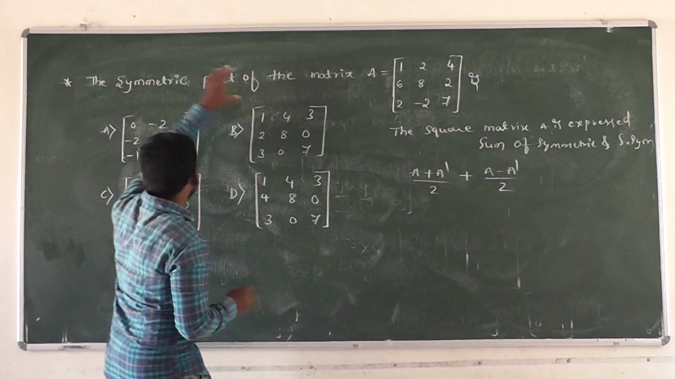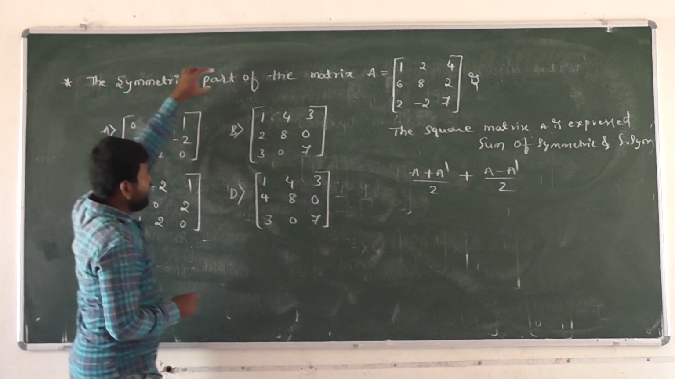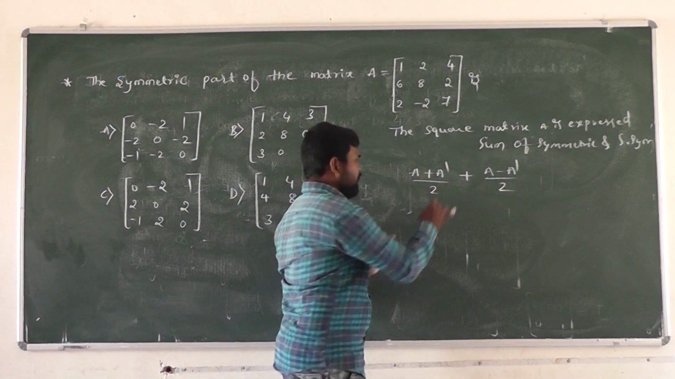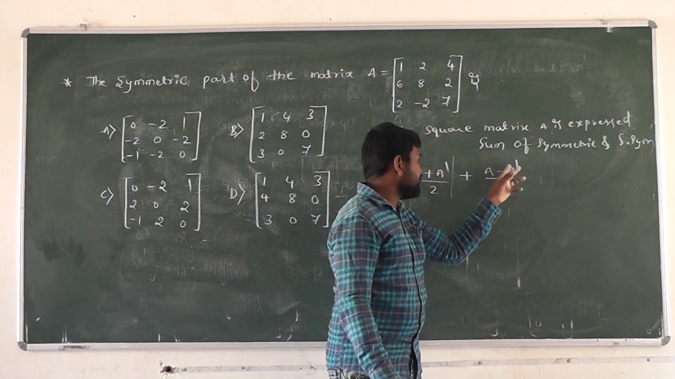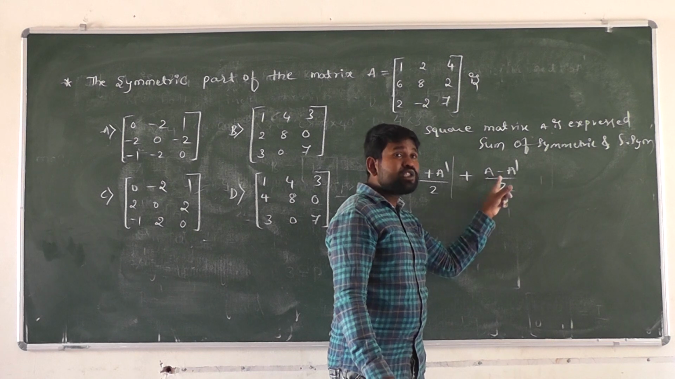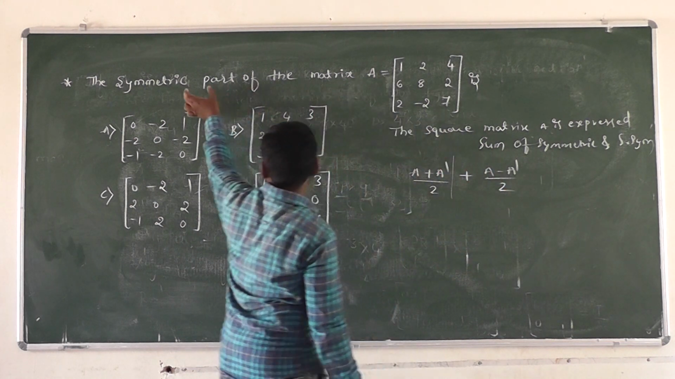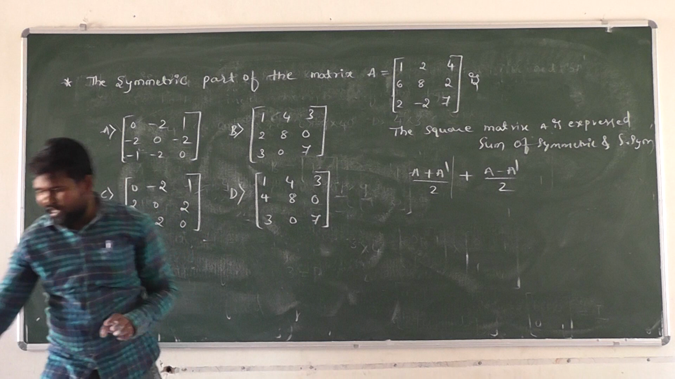But in this question we are asked only for what? The symmetric part of the matrix. Which one is the symmetric part? A plus A transpose divided by 2 is the symmetric part. And A minus A transpose divided by 2 is nothing but the skew symmetric part. But the question asks only for the symmetric part.